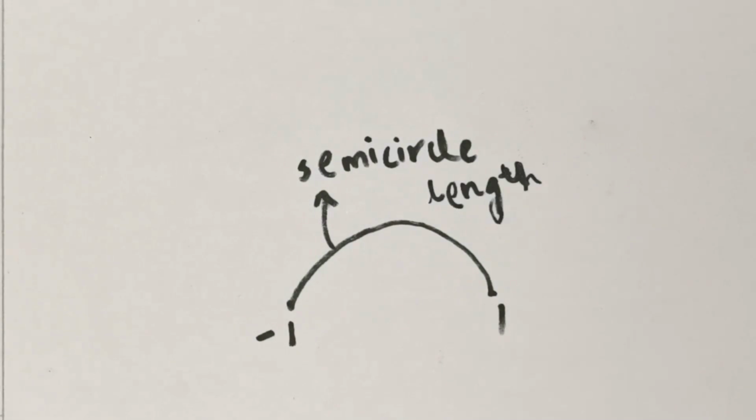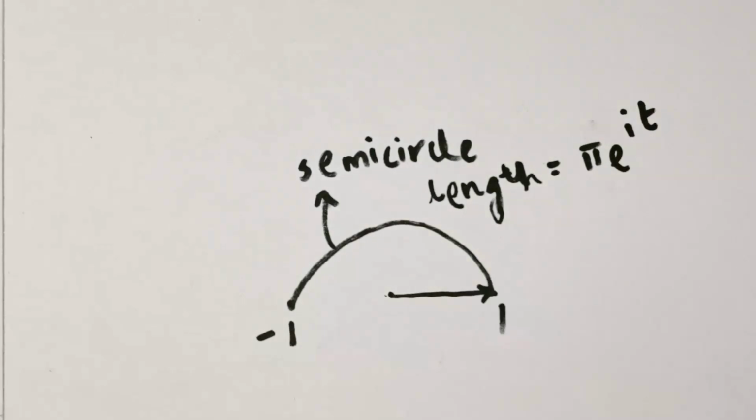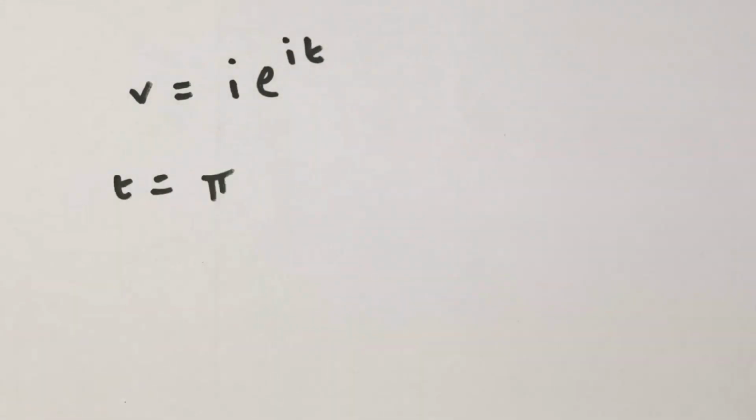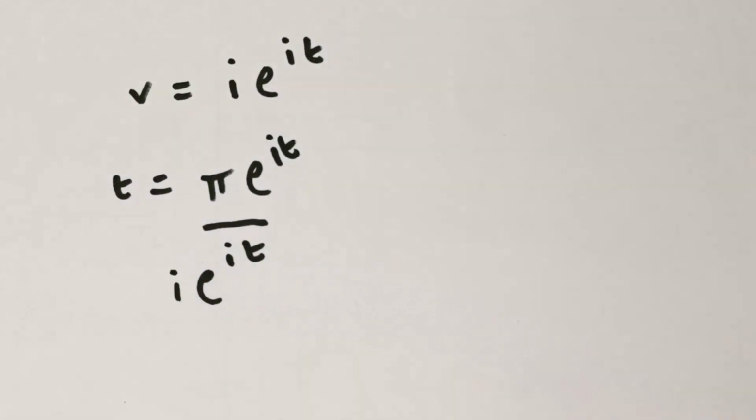Its length is pi r, or in our case pi times e raised to it, as our position vector is the radius. Also, the velocity would be i times e raised to it, and the time taken to cover this distance would be pi times e raised to it divided by i times e raised to it. The e raised to it and i times e raised to it would cancel out as they have the same magnitude. This is because multiplying a vector by i just turns it by 90 degrees. It does not change its value in any way.